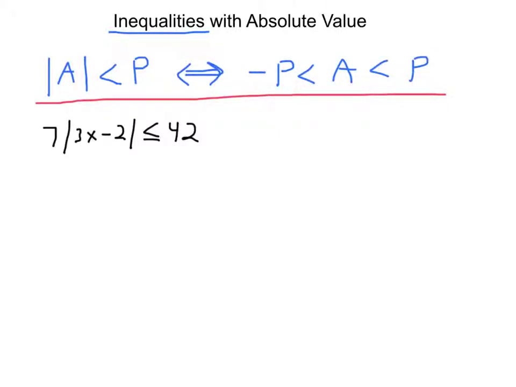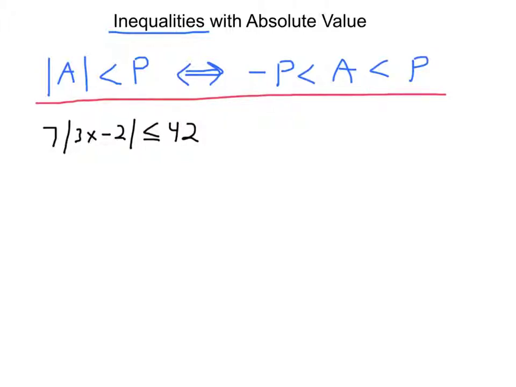Now, before we do this example, let me just point out that this same situation would apply for a less than or equal to sign here. So if this was a less than or equal to symbol on this side, then when you change it to a three-part inequality, you would use a less than or equal to here as well as over here.